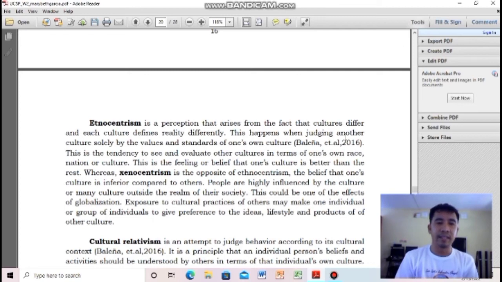Whereas sinocentrism is the opposite of ethnocentrism. So ethnocentrism, it is the feeling or belief that one's culture is better than the rest. No? So ethnocentrism, ginalantaw ni mo nga ang imo culture or imo kultura ang pinaka the best culture among the rest. While ang sinocentrism naman niya is opposite. Ginalantaw mo naman niya nga mas pigado or inferior ang imo culture compared to others. People are highly influenced by the culture or many culture outside the realm of their society. This could be one of the effects of globalization.